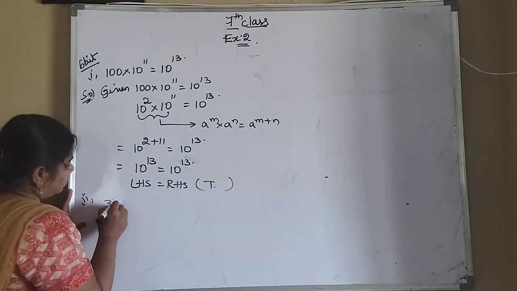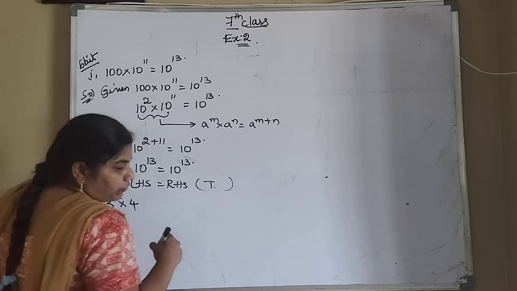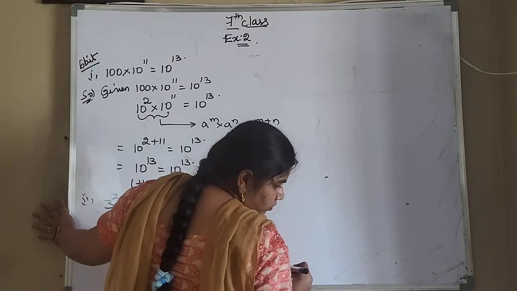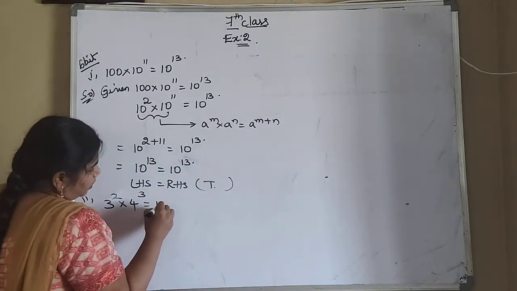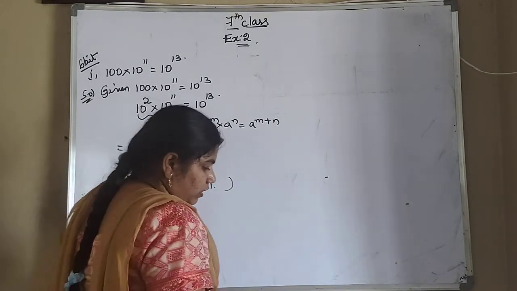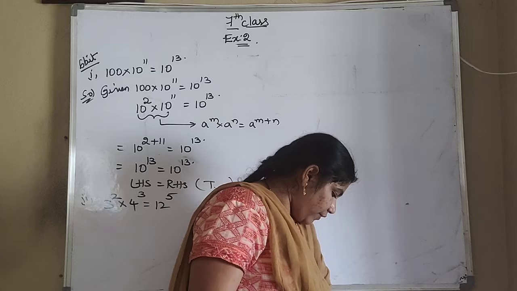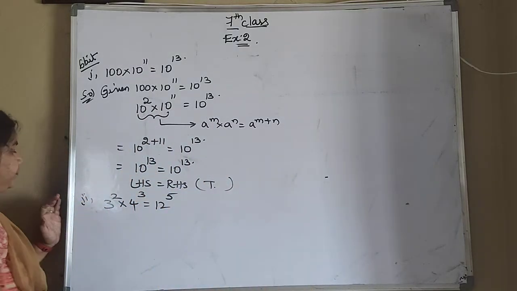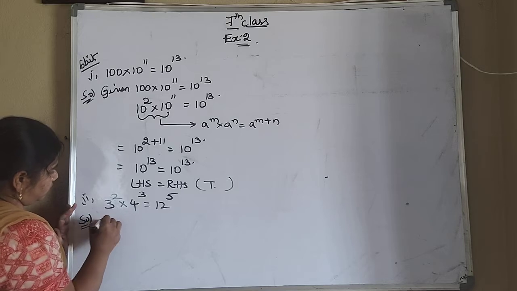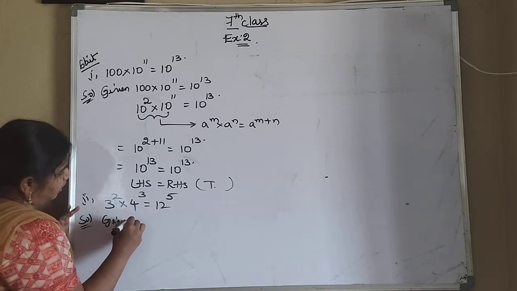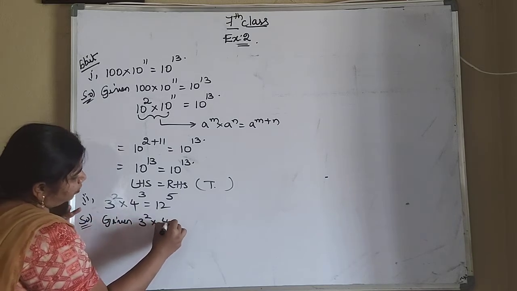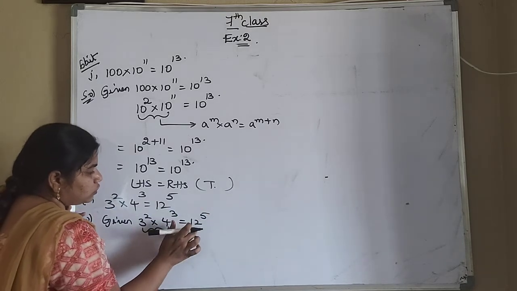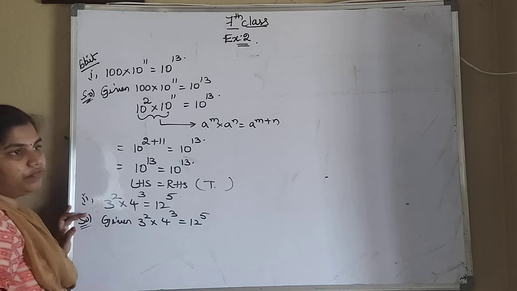3 square into 4 power 3 is equals to 12 power 5. So whether this is true or false, we have to check again. Given 3 square into 4 power 3 is equals to 12 power 5. So if you multiply these two, you should get the result as 12 power 5.